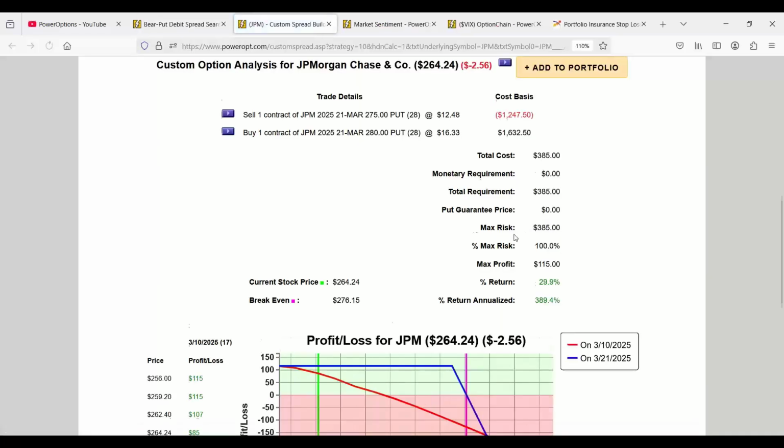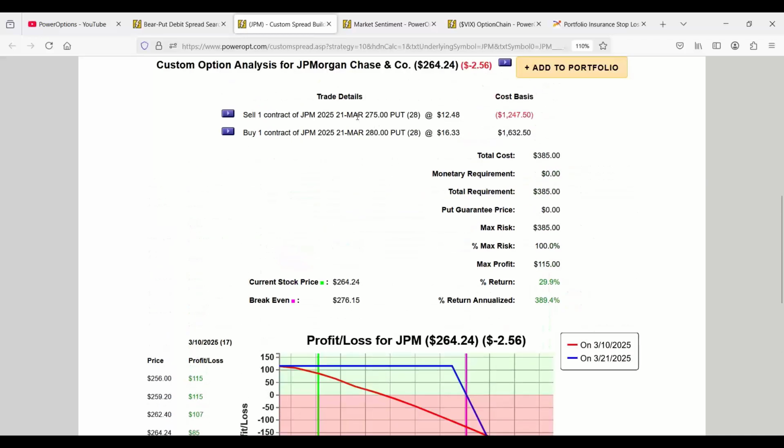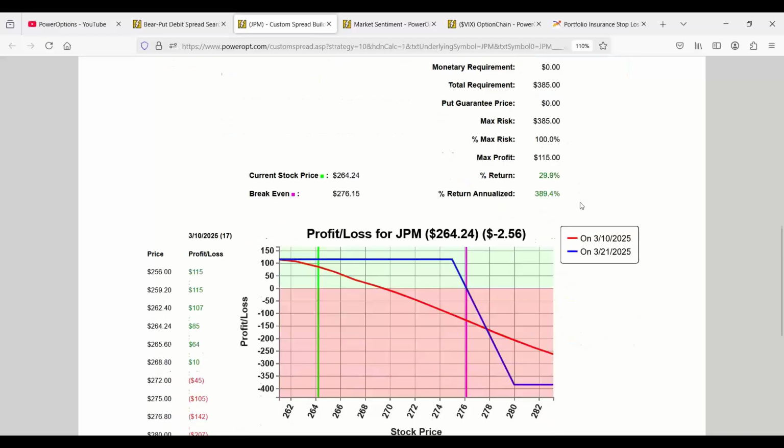For those of you that aren't familiar with it, this is what happens. We're selling the put strike here at 275 where the stock's at 264. So we're selling an out of the money put. I'm sorry, selling an in the money put and buying a higher strike. So even if we get assigned early and are in the money at 275, our broker would exercise the 280. We get the 5 points difference back on a debit of 385. So we're going to make $115 on the position, or 30% roughly of the 385 invested.